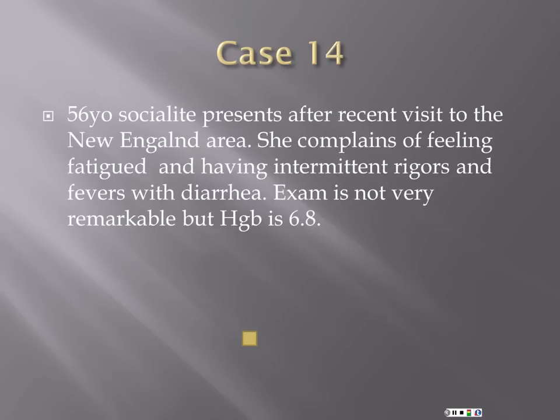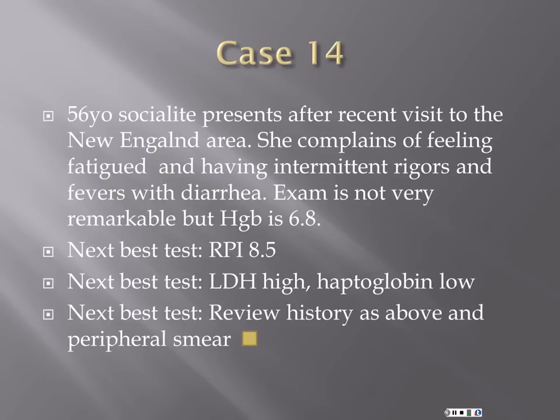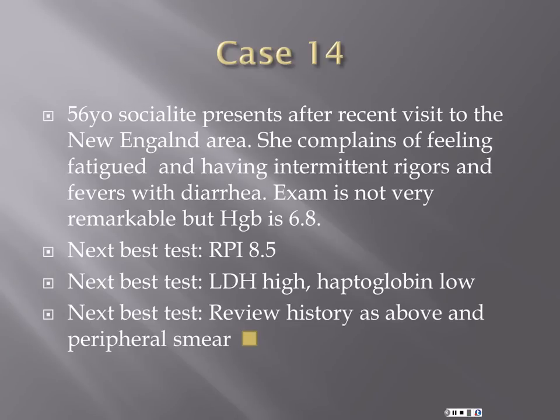A 50-year-old socialite presents after a recent visit to the New England area. She complains of feeling fatigued and having intermittent rigors and fever with diarrhea. Her exam is not very remarkable, but her hemoglobin is 6.8. What's the next best test? RPI. RPI is high. What's the next best test? LDH and haptoglobin, high and low. So it is hemolytic. What's the next best test? That is, whoops, did I leave that off? That is negative. What's the next best test? History. Okay, history. Out of her history, what's the red flag on your board's question?